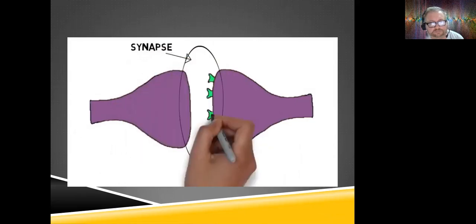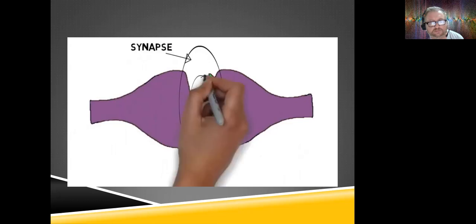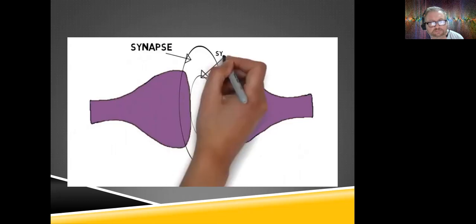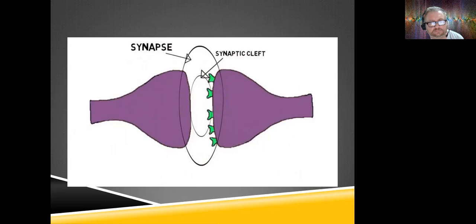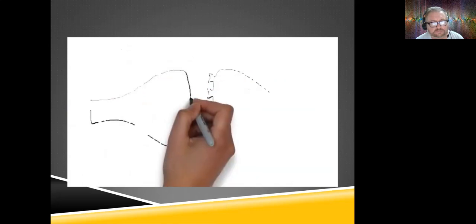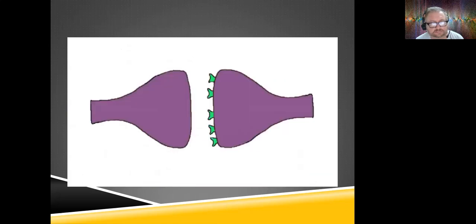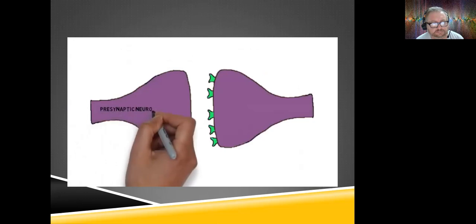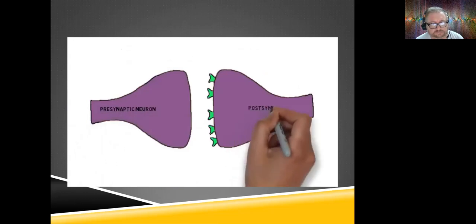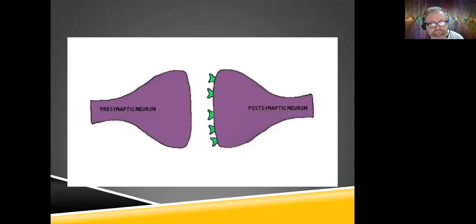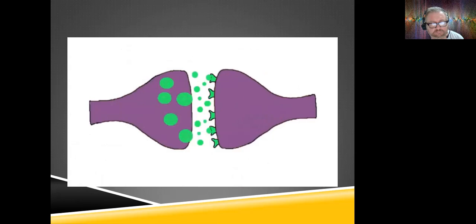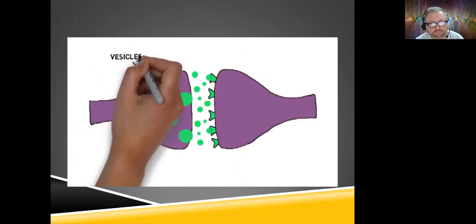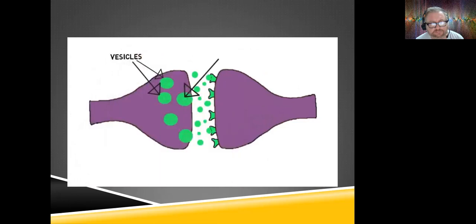The neurons are not actually connected, but are separated by a microscopically small space called the synaptic cleft. The cleft is less than 40 nanometers wide. By comparison, a human hair is about 75,000 nanometers wide. The neuron where the signal is initiated is called the presynaptic neuron, while the neuron that receives the signal is called the postsynaptic neuron. In the presynaptic neuron, there are chemical signals called neurotransmitters that are packaged into small sacs called vesicles. Each vesicle can contain thousands of neurotransmitter molecules.